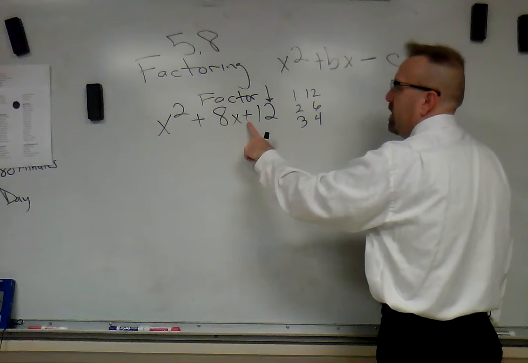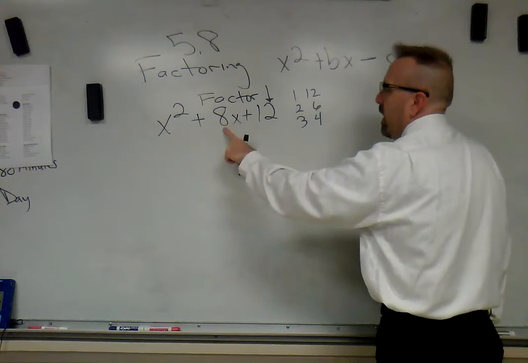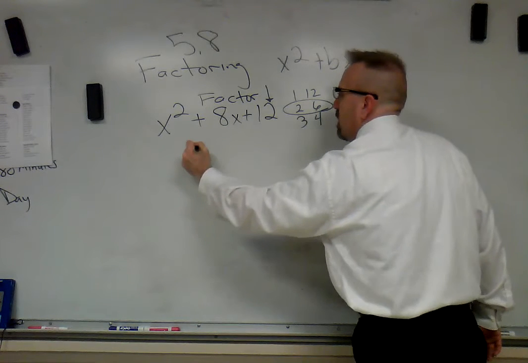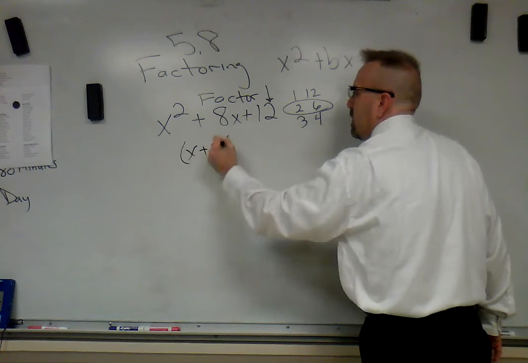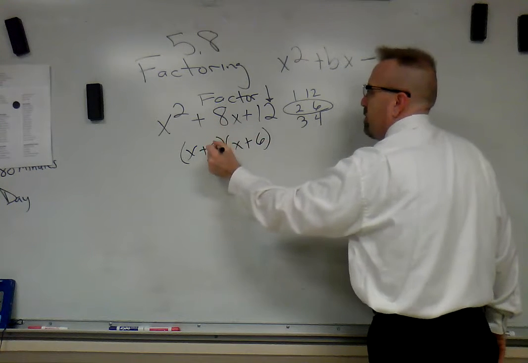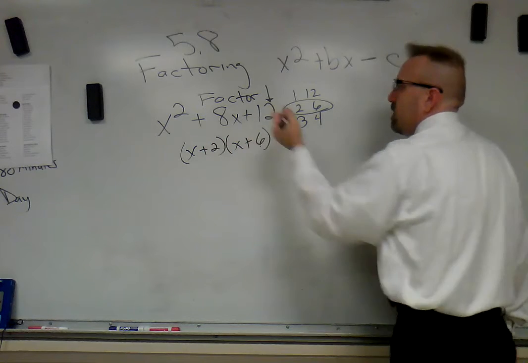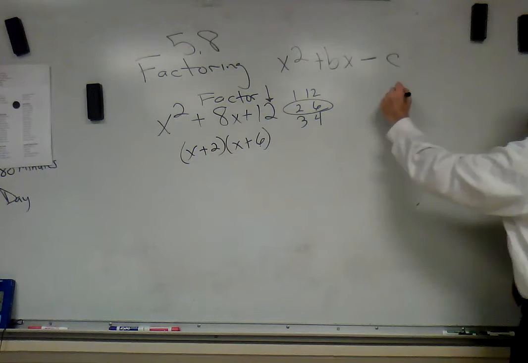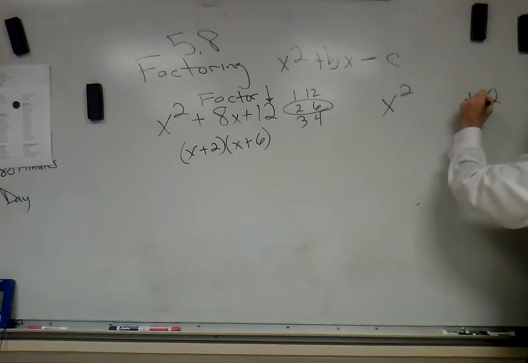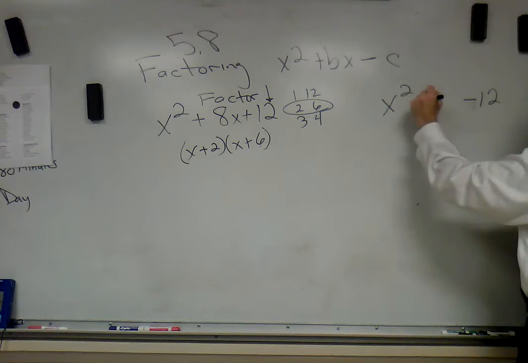So the sign said add them, we get 8. So that's going to get us 2 and 6. x plus 2, x plus 6. 6 plus 2 is 8x. 2 times 6 is 12. So the difference between yesterday's and today's is 12 again. Oops. Instead of addition, we're going to have subtraction.